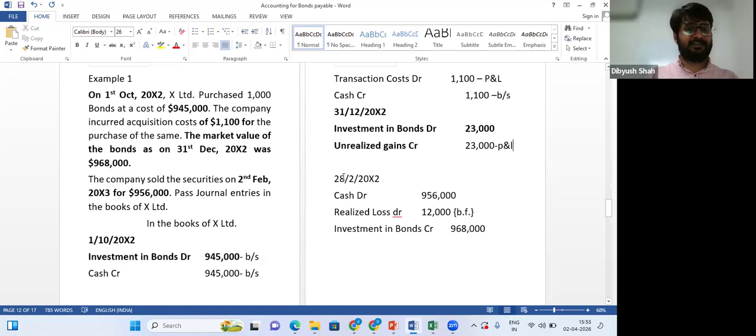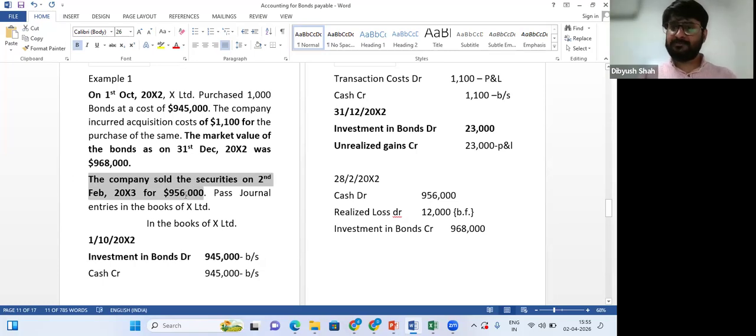Now the final transaction. The company sold the securities on 2nd of Feb 2003 for 956,000. Okay, so the date here is wrong. It should be 2nd of Feb and it should be 2003.